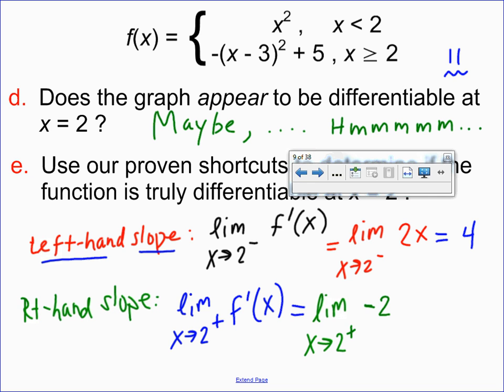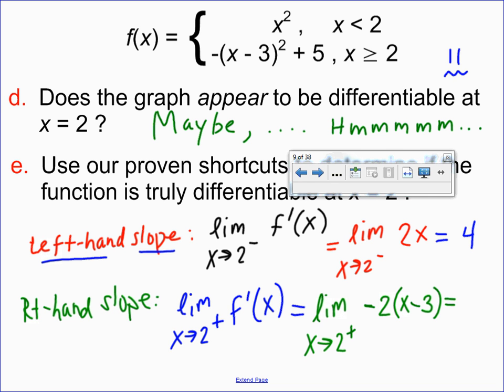Exponent 2 times the base, x minus 3 raised to 1 less, the first power, times the derivative of the base. What's the derivative of quantity x minus 3? Still just 1, and then plus the derivative of 5 is 0. And so I simply get negative 2 times quantity x minus 3. I want to make sure that we can read this as x minus 3 though. Very nice. Is 2 in the domain of this expression f prime? Yes, it is. So we can evaluate through direct substitution.